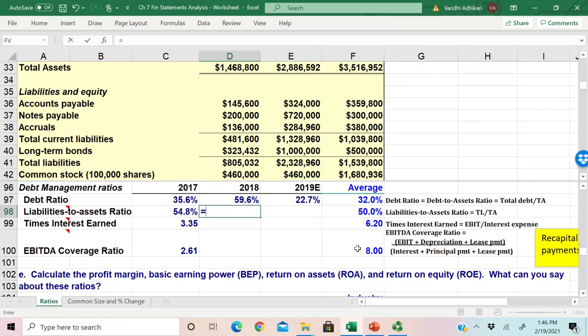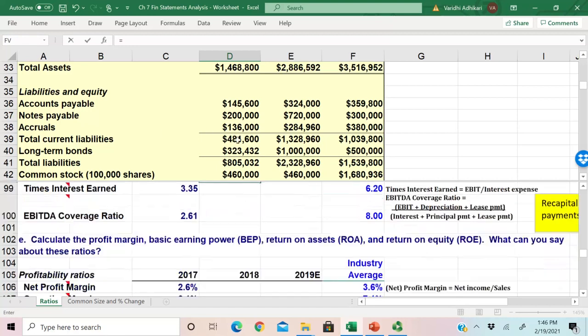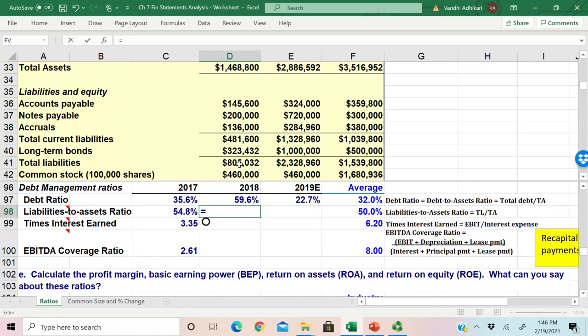In terms of the total liability ratio, total liabilities is basically everything except equity. So this is the 2018 data divided by total assets. Liabilities include debt and other liabilities. So it is 80.7% in 2018. It's going to go down to 43.8% in 2019, which will be less than the industry average.